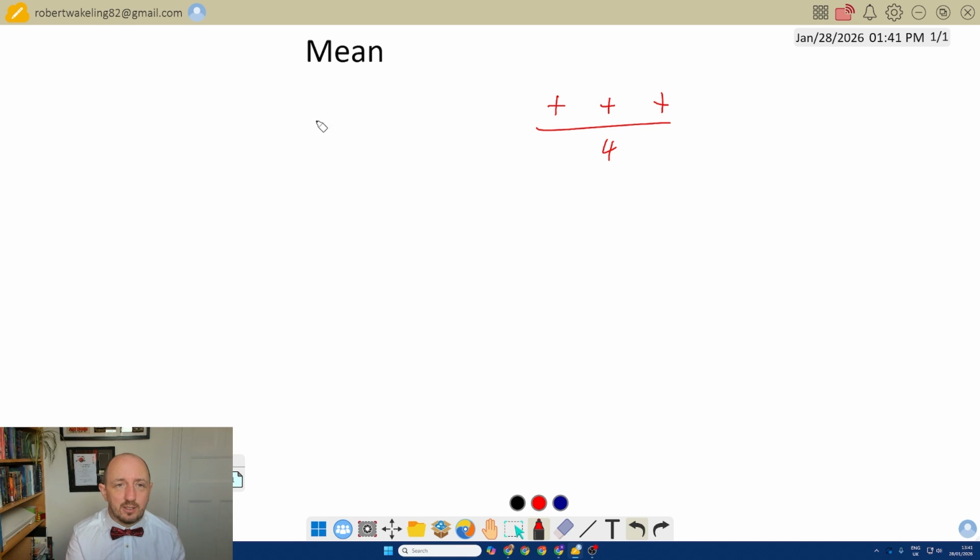So if we just quickly do 1, 2, 7, and 10, then we would add those up, 1 plus 2 plus 7 plus 10, and we divide by how many there are, 1, 2, 3, 4 in this case. Okay, 10 plus 7 plus 2 plus 1 is 20, divided by 4 is 5. So this is the basics around the mean.